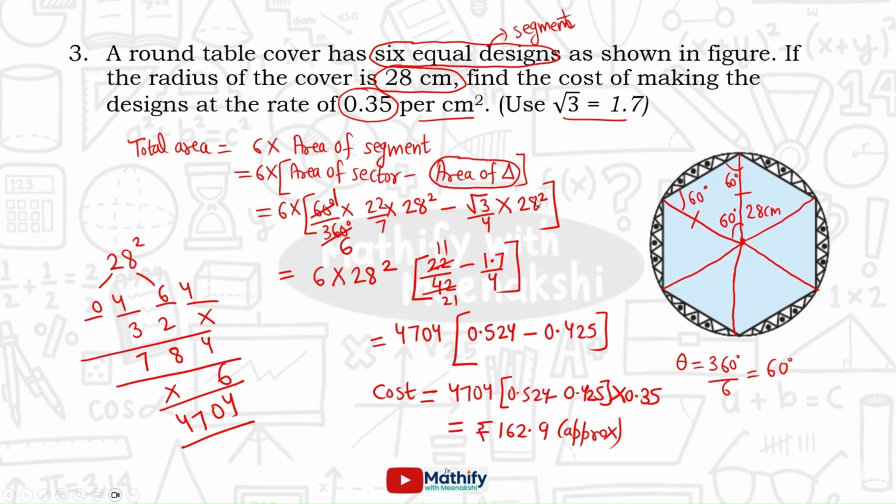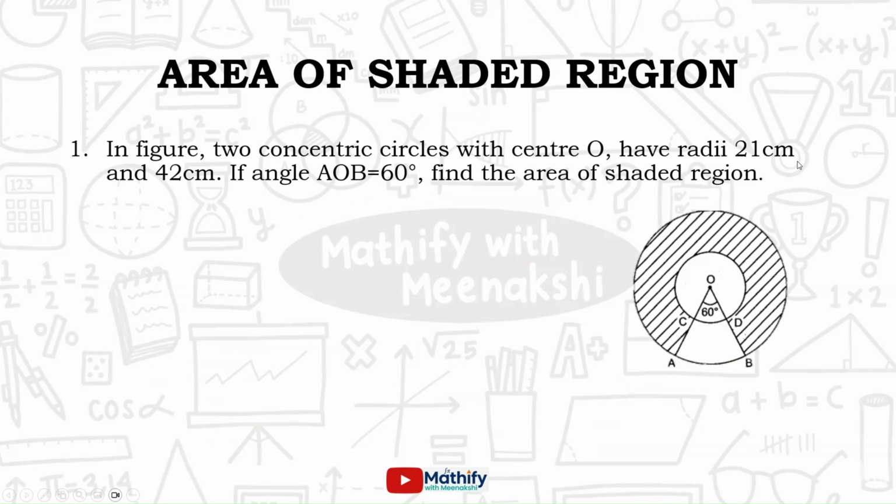Okay, now let's move to the next topic, area of shaded region. In the figure, two concentric circles with radii 21 centimeter and 42 centimeter. So this smaller one, that's OC, is 21 centimeter, and the bigger one, OB, you can say it's 42 centimeter. You have to find the area of the shaded region, and it's also given that angle AOB is 60 degrees. If you notice something, how can we find the area of the shaded region? You can say it's looking like a ring, but something is missing. This one we have to subtract from the ring.